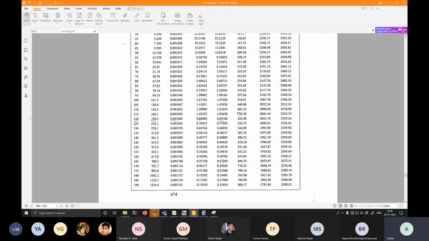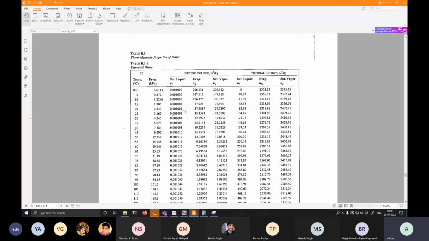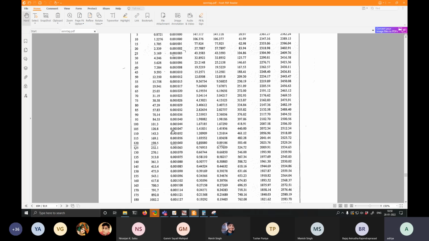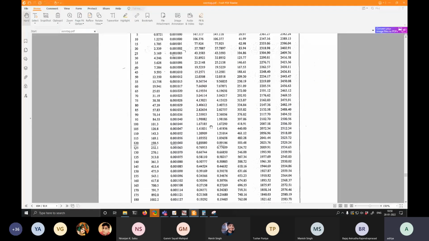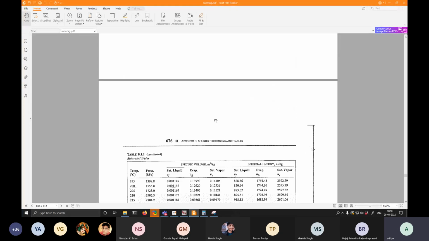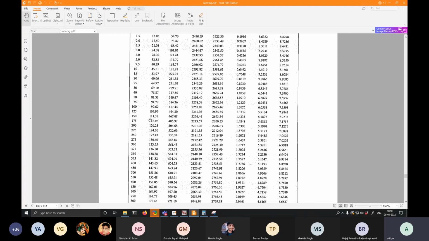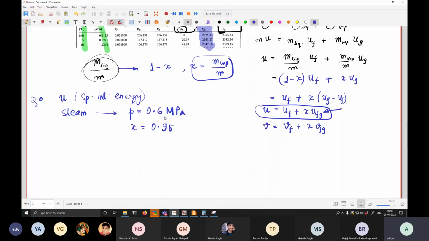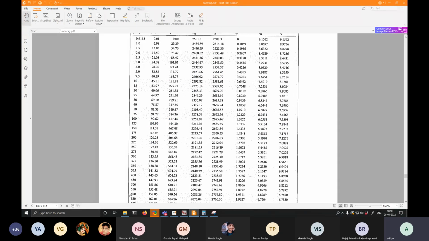Is the entire screen visible? Yes, sir. Okay. So this is the saturated water property table and this is the temperature entry. But because we have been given the pressure, we will go to the pressure entries. So we are now at the pressure entry. So what is the pressure? 0.6 megapascal, that is 600 kilopascal.